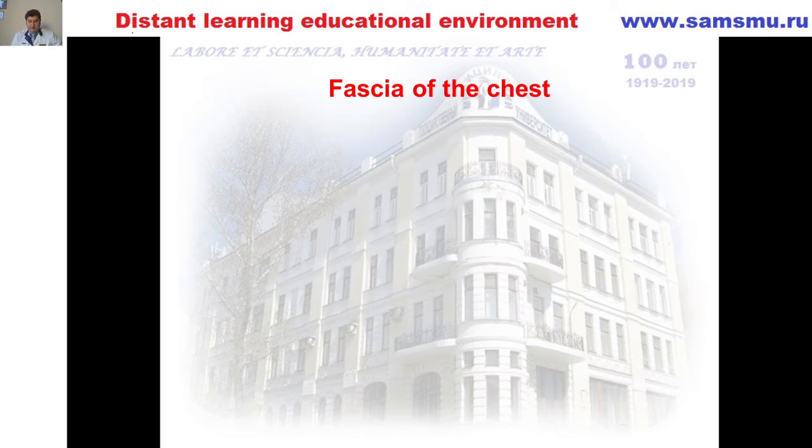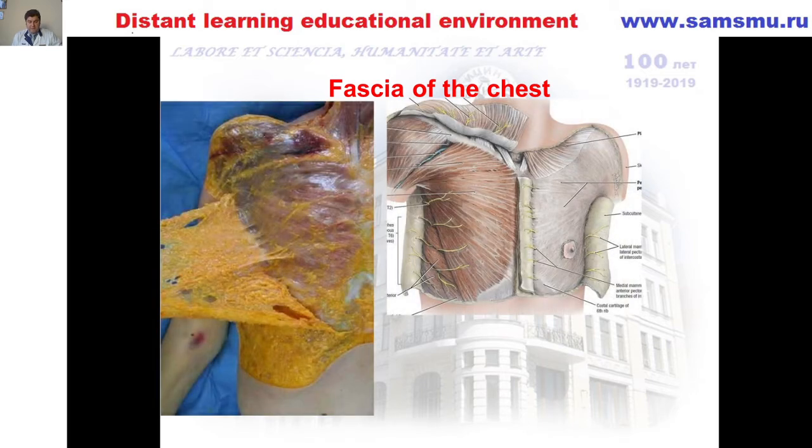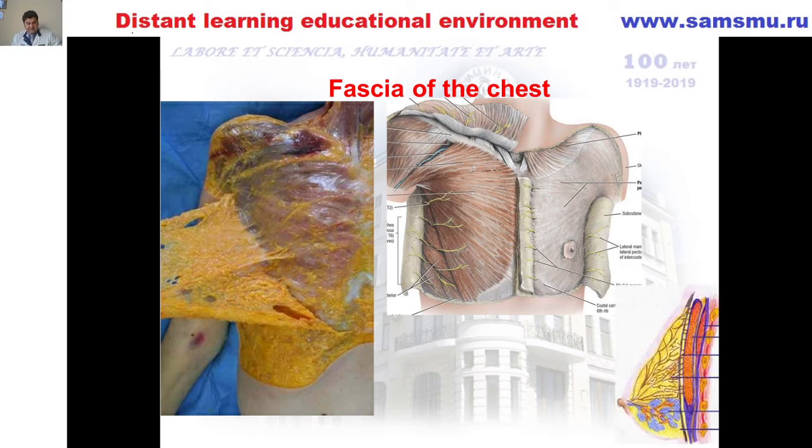Next, we'll talk about fascias. The anterior surface of the pectoralis major muscles is covered by the superficial sheet of the pectoral fascia. You may see this fascia on this picture, which is continuous medially with the sternal periosteum, superiorly with the clavicular periosteum, and laterally with the deltoid fascia. You may see deltoid fascia here. In females, this sheet separates the muscle from the mammary gland.